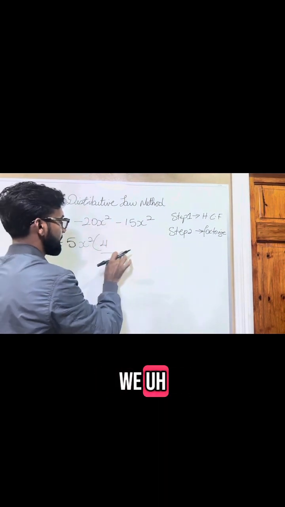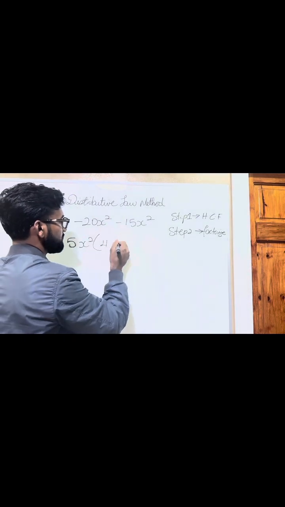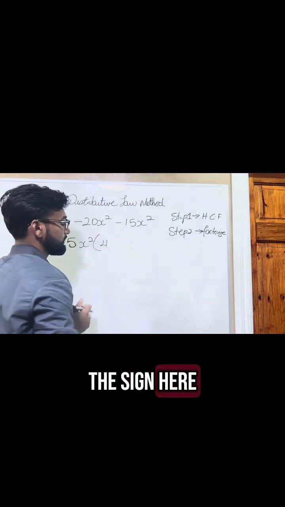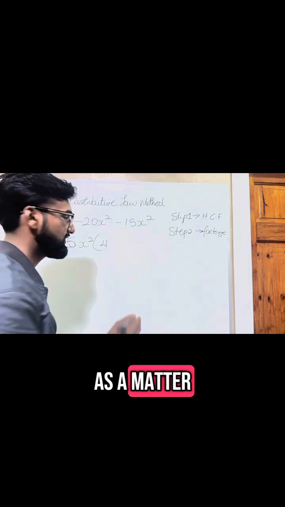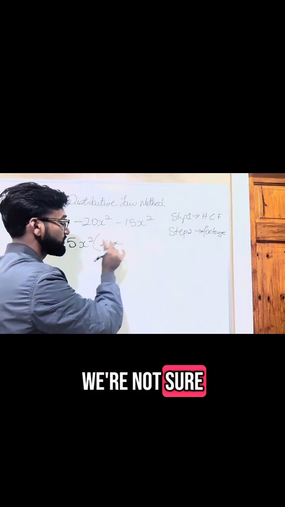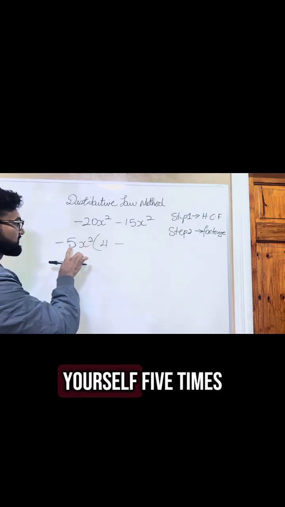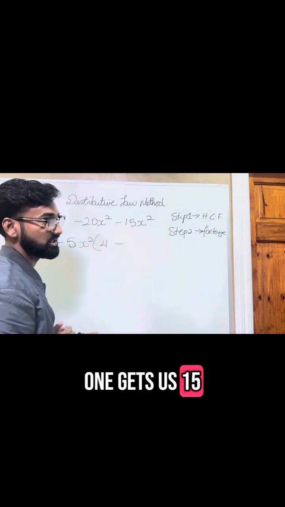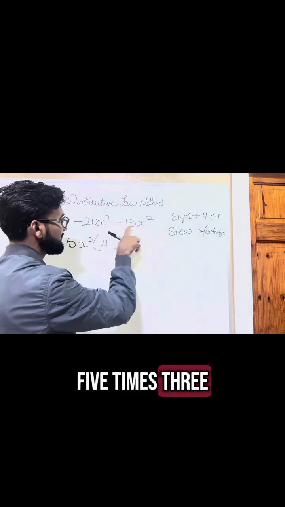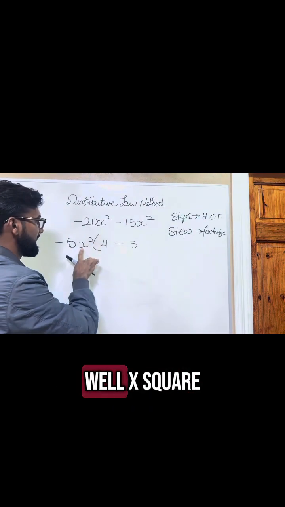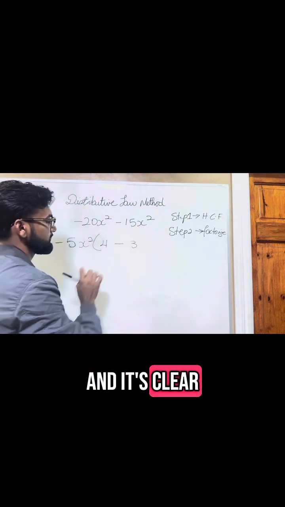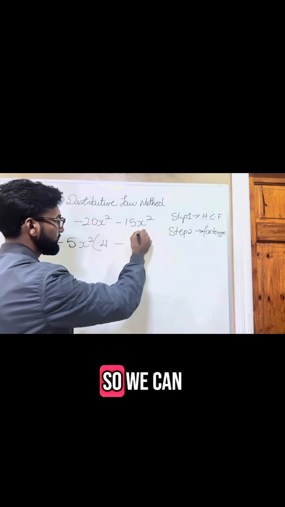Let's leave a sign here. We're not sure what sign we have to put there. As a matter of fact, let's bring down that negative sign. We're not sure yet, but we're going to check it in a few. Good. Now let's ask ourselves, 5 times what gives us 15? Well, we know 5 times 3 gives us 15. Well, x squared is common here and it's there, so we don't have to put anything there. So we can close the bracket.